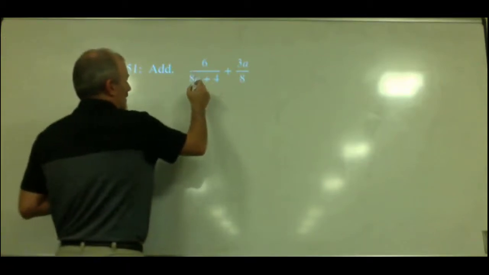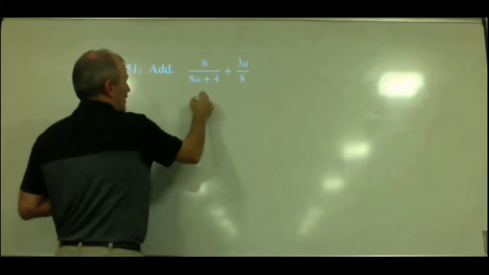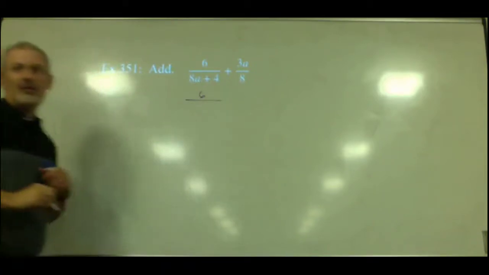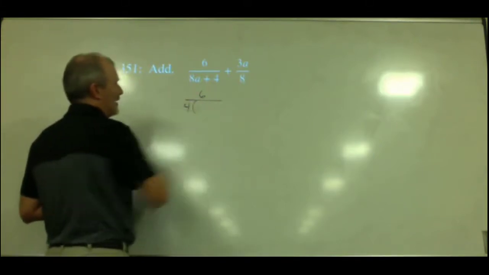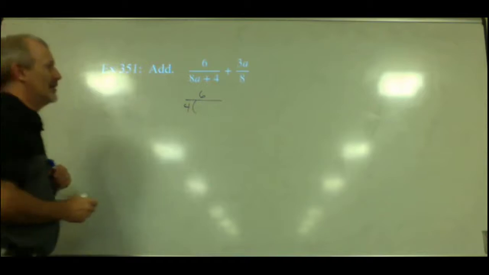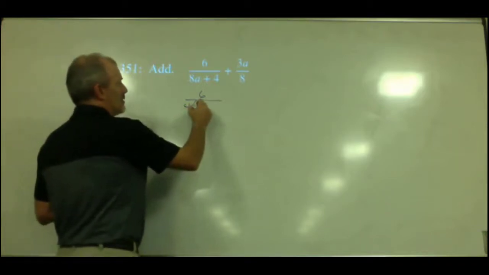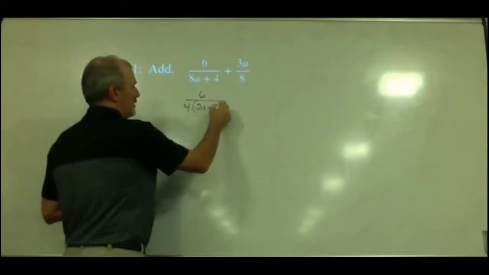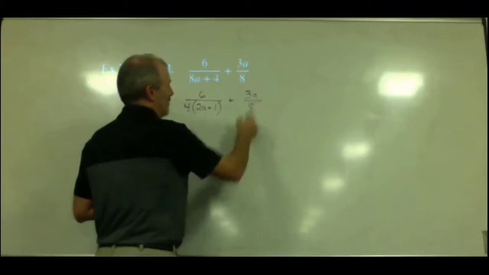We've got, how can we factor this 8a plus 4? How could we factor that? Well, factor out a 4. What is going to be left inside the denominator then? 2a plus 1. Okay, and then plus 3a over 8, we can't really factor that.